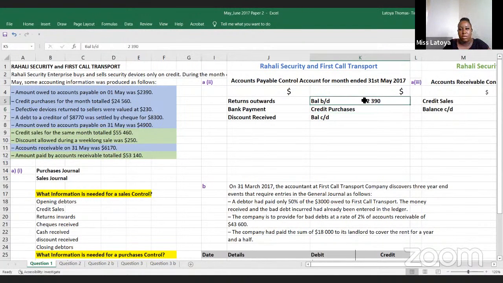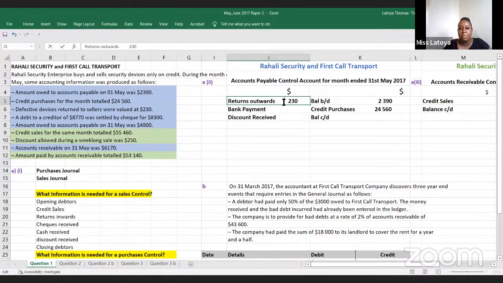Okay, so the balance brought down figure is 2,390. The credit purchases figure that was given is 24,560. I want to know if you all are seeing clearly. 24,560. The return outwards figure. Yes, you're seeing clearly. Okay, good. Return outwards figure was 230.